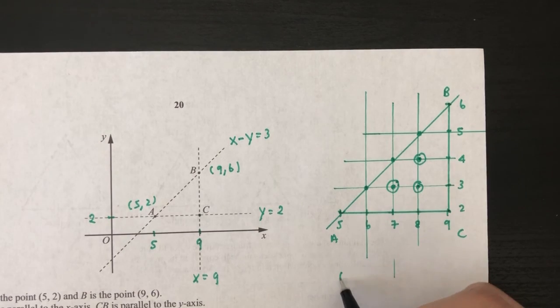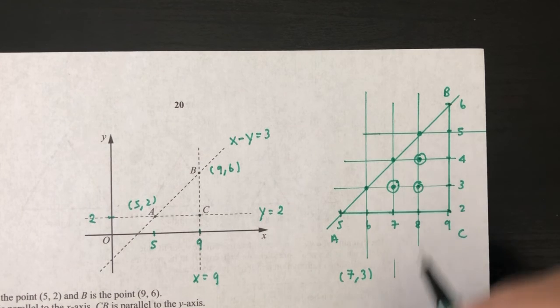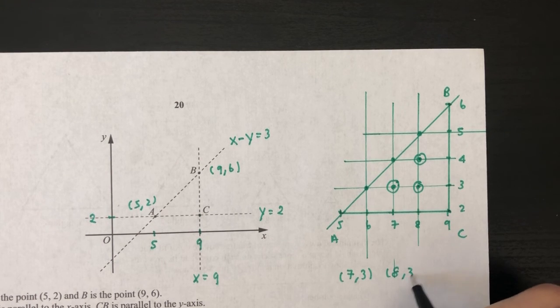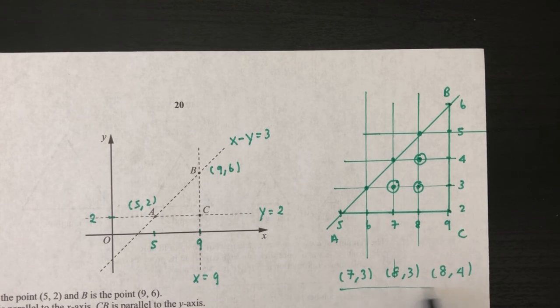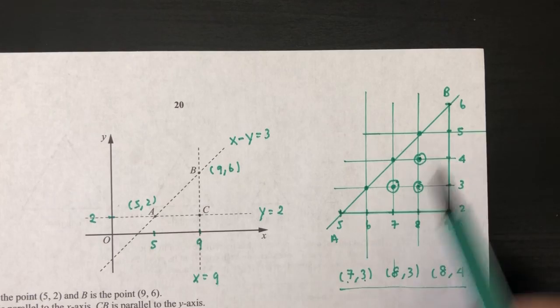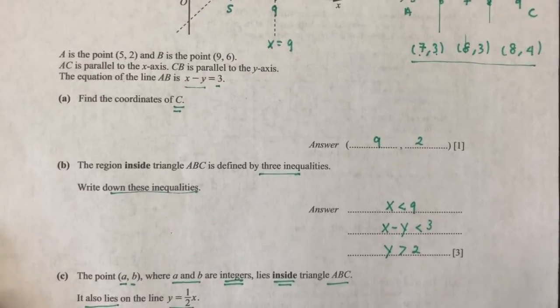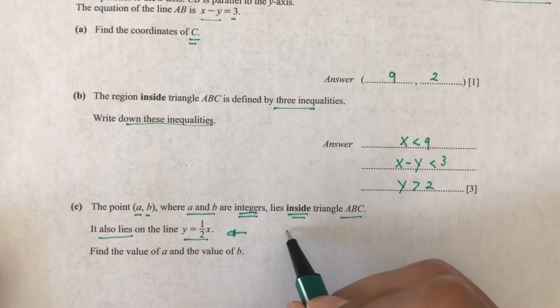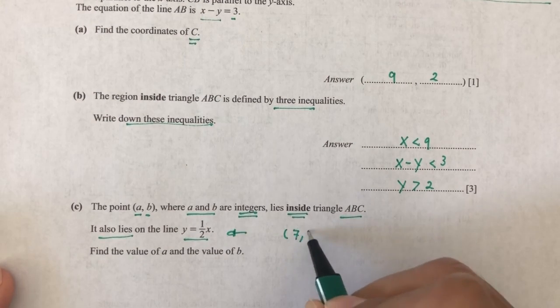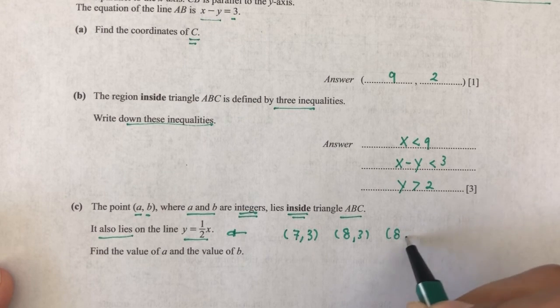So what is this point? This point is (7, 3). This one is (8, 3), and last one will be (8, 4). So we only have 3 points with integer coordinates inside the triangle ABC. So now we also need to find, there's one more condition. It says the point also lies on this line. So out of these 3 points, (7, 3), (8, 3), and (8, 4).